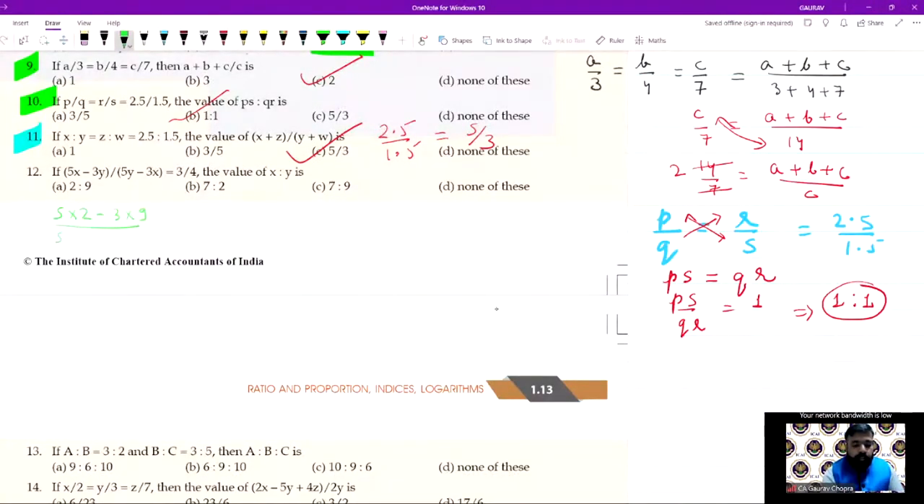5 × 2 − 3 × 9 upon 5 × 9 − 3 × 2. So how much are we getting? 10 − 27 is −17, divided by 45 − 6, which is 39. So it is not 3/4. Then if we try 7 × 2 − 7 × 9, then you have to check whether 3/4 is coming or not. So we can clearly see that it will not come. So the answer is simply none of these. Yes. So again, most of you have given the answer none of these.